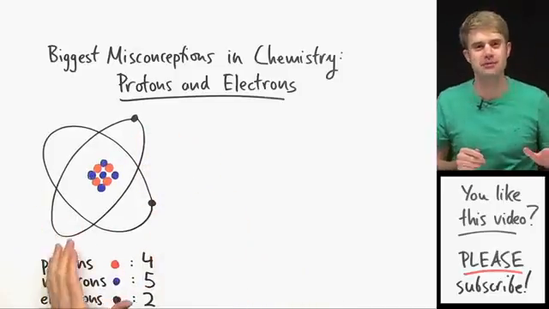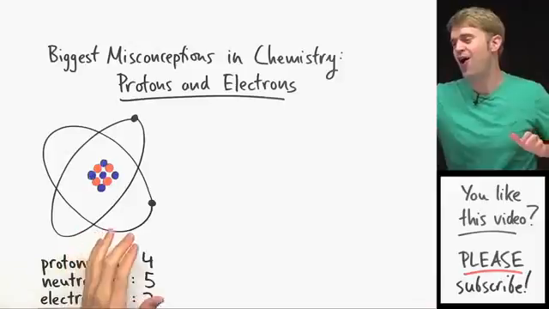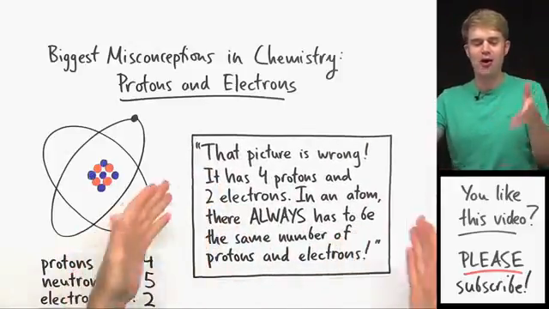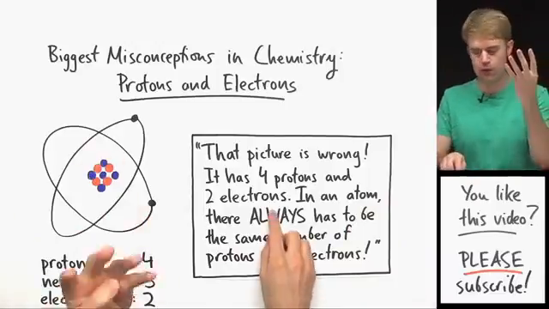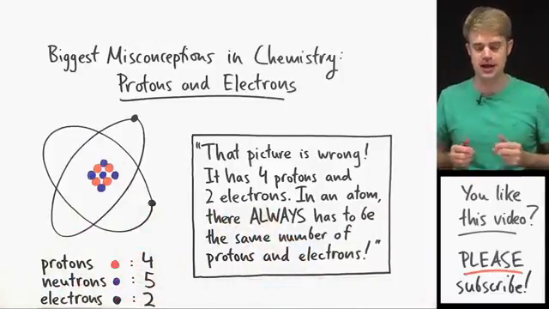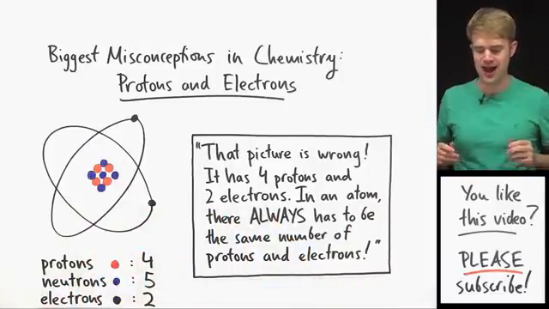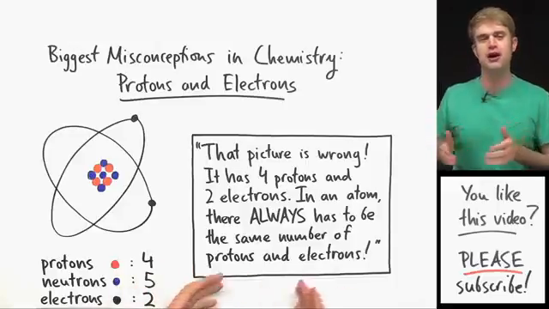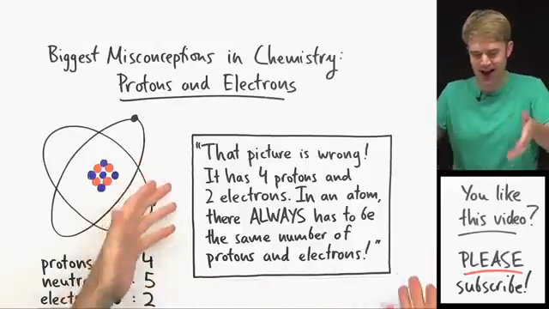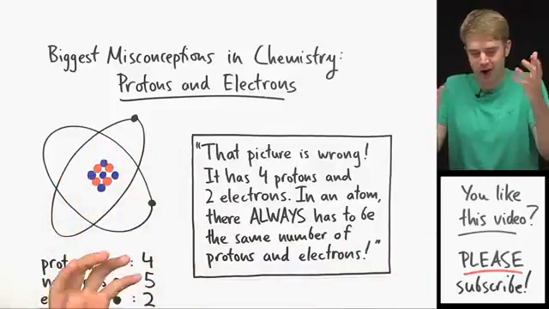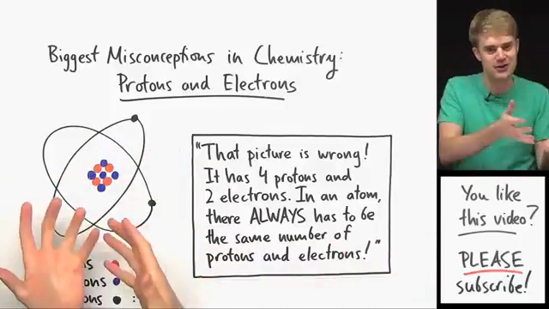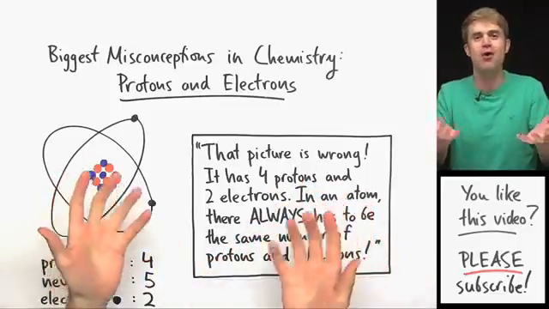I put an atom like this in my video, and before I know it, there are tons of comments and they all sound like this. That picture is wrong. It has 4 protons and 2 electrons. In an atom, there always has to be the same number of protons and electrons. Well, I don't know what to say, but this just isn't right. There are lots of times when the number of protons and the number of electrons in an atom are different.